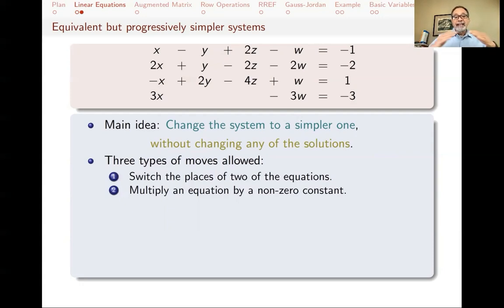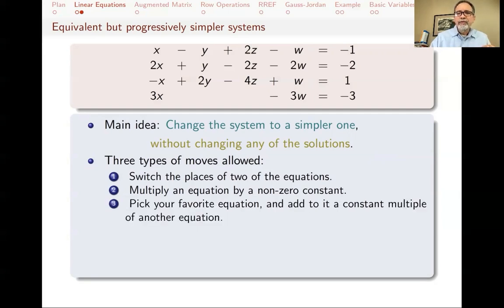For example, again, look at that last one, 3x minus 3w equals minus 3. I could multiply through by 1/3. That's the same as dividing by 3. I get x minus w equals minus 1. If I replace 3x minus 3w equals minus 3 by x minus w equals minus 1, solutions to that new system will be the same as solutions to the old system.